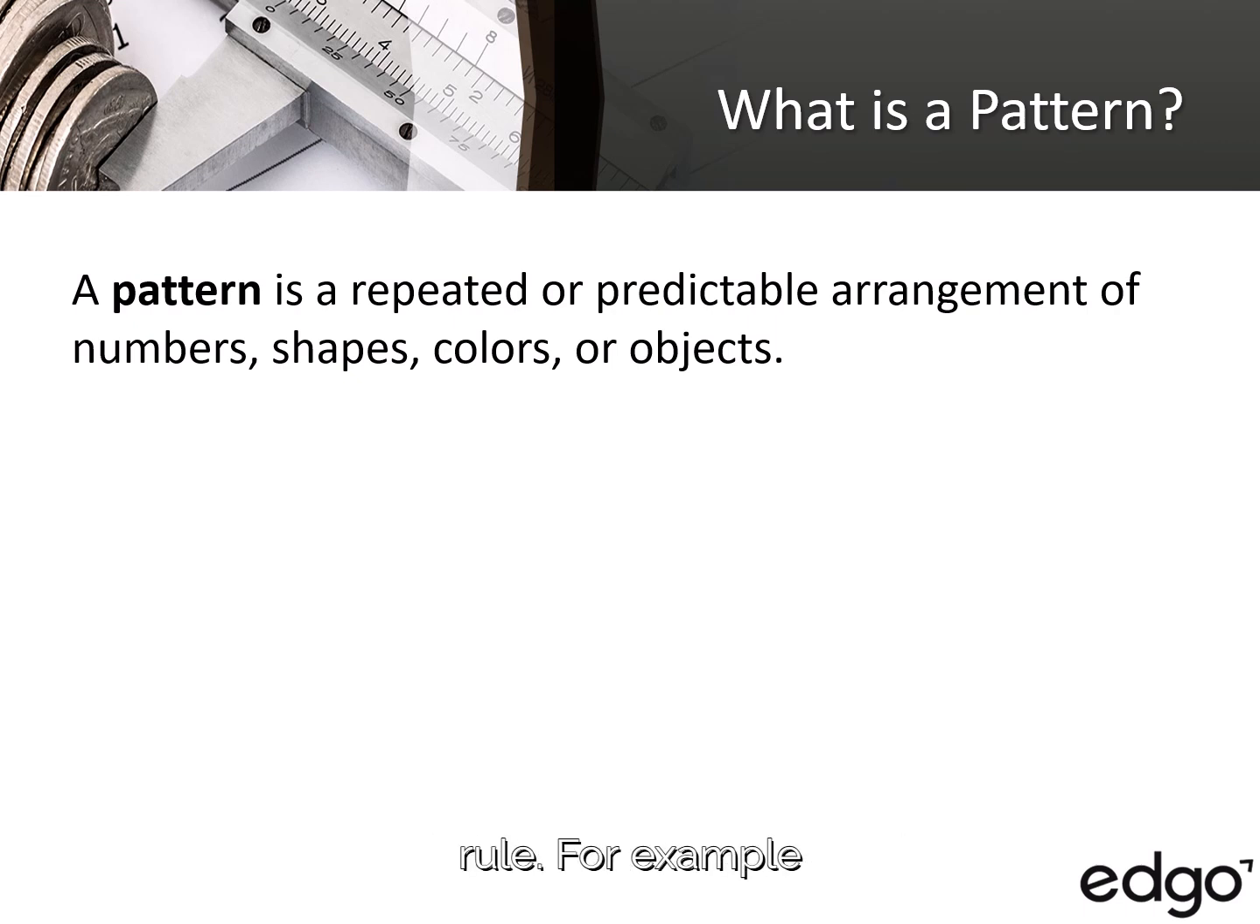rule. For example, 2, 4, 6, 8. Even if the next number is not shown, we may predict that it is 10. Why? Because we have recognized the pattern. Therefore, recognizing a pattern involves identifying the relationship or rule that connects its parts.